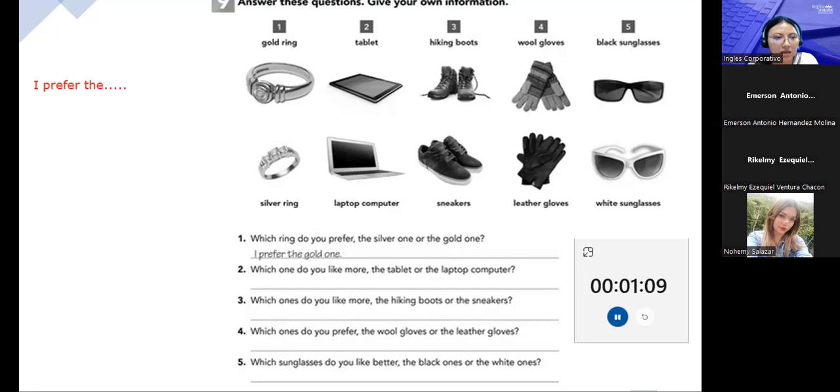Time is almost over. All right, 54, 53. Which one do you prefer? As you may see in the conversations, you were finding specific details on why people prefer one product and why not the other one.